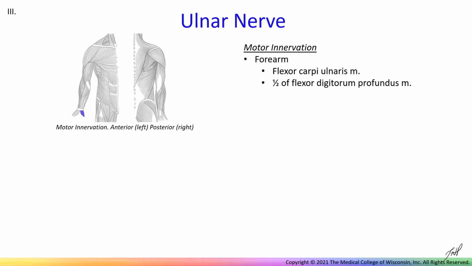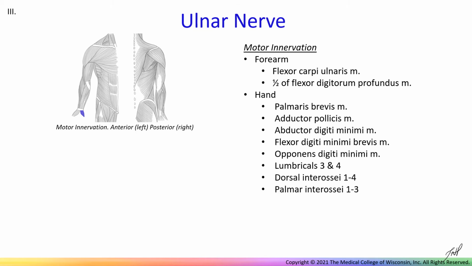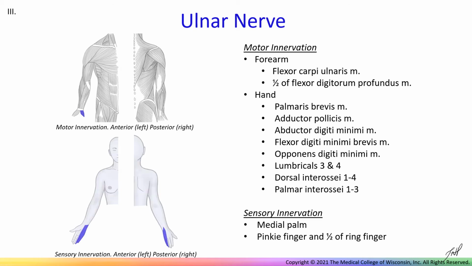In the forearm, the ulnar nerve provides motor function to flexors not innervated by the median nerve, including flexor carpi ulnaris and half of flexor digitorum profundus. The ulnar nerve innervates most intrinsic muscles of the hand, listed here for your reference. Note that the function of muscles listed in this video will be described elsewhere. Finally, the ulnar nerve carries sensory information from skin over the pinky and half of the 4th digit.